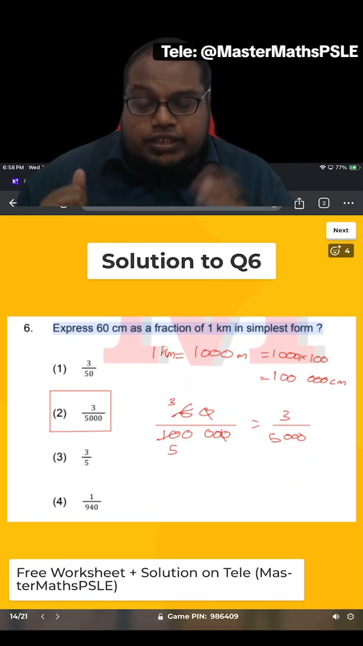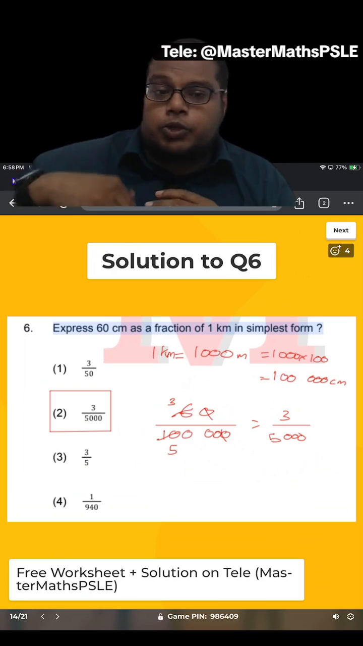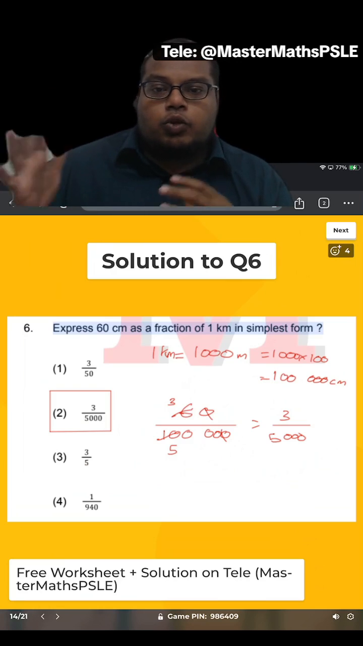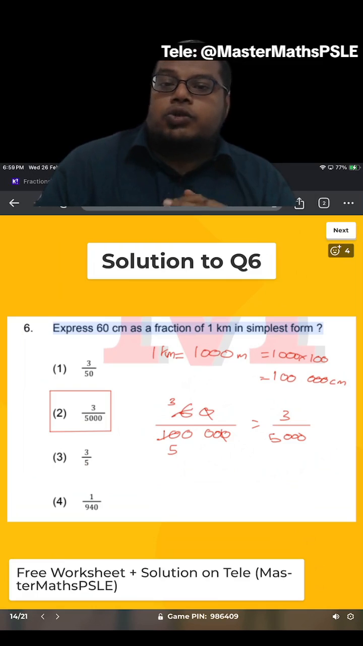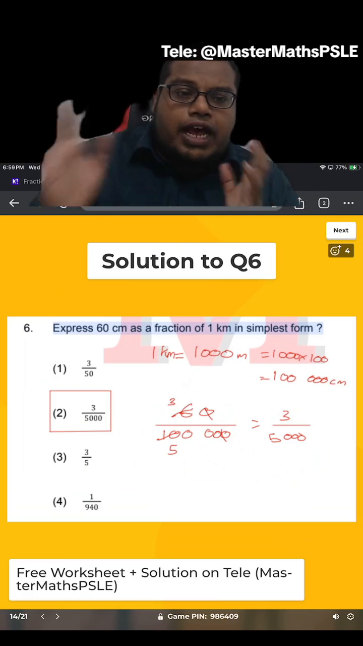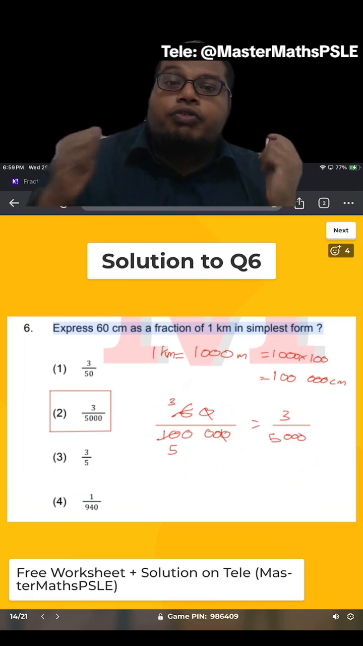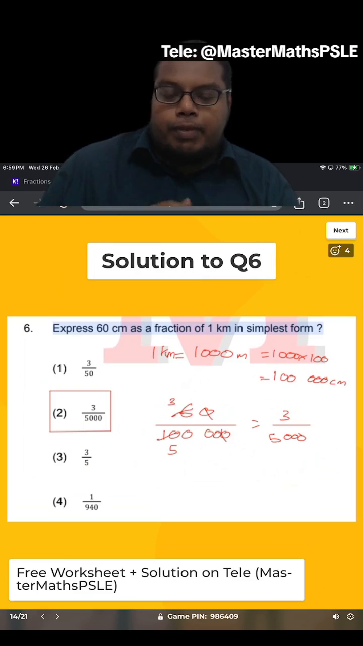Alright, at the same time there are also solutions there which you can check. Once you check, you do your marking and all that, then make sure you understand the solution. If you feel that you already understand, then what you do is you retry. That's how you get better in math.